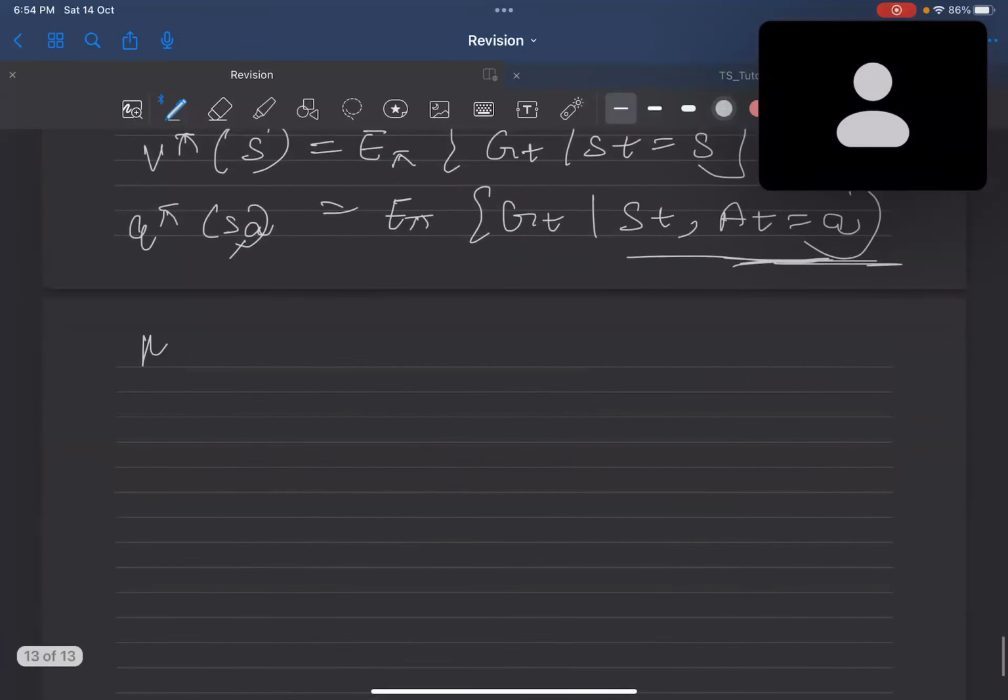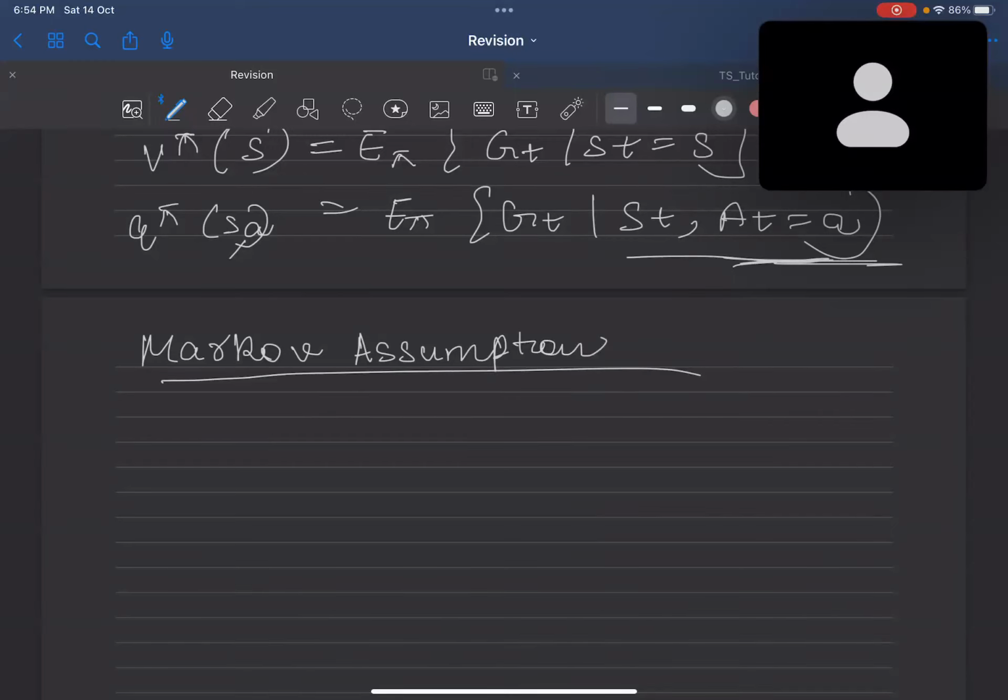What is a Markov assumption? Basically, can I say that the first Markov assumption is that we are not depending on the whole history. We are depending on the current state and the action. That is the first Markov assumption. Yes. Okay.